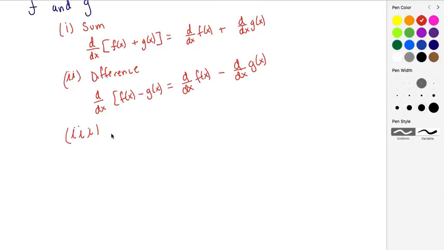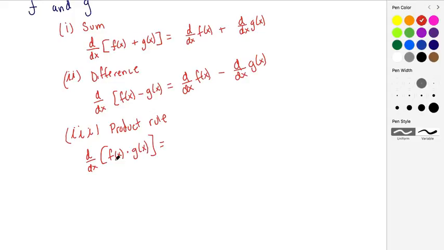Now the next one that we're going to look at is the product rule, the product of two functions. If we have the derivative with respect to x of f of x times g of x, it follows a very specific rule. What you do for this type of function is you take the derivative of the first times the second, and then the derivative of the second times the first, and this is how it goes.